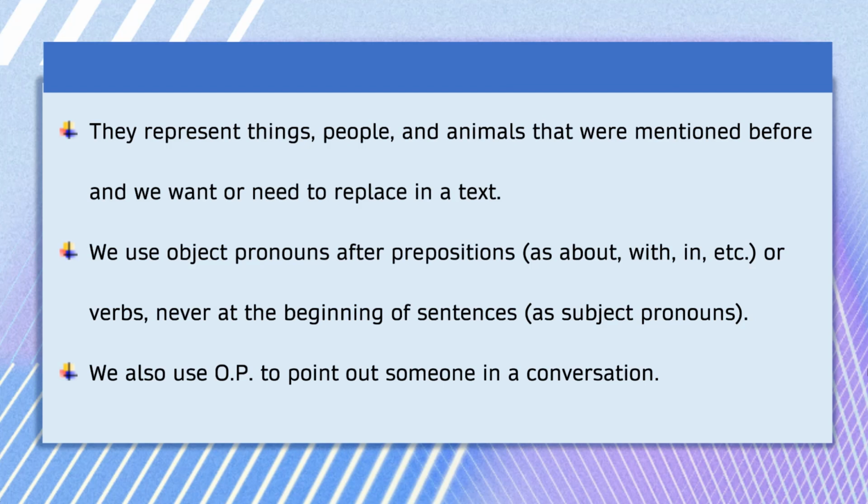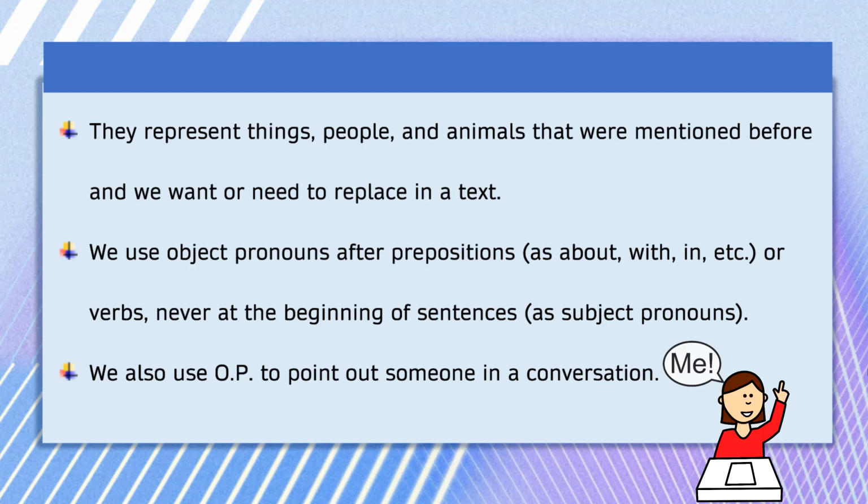We also need to know that we use object pronouns after prepositions such as about, with, in, on, etc., or after verbs, but never at the beginning of sentences. If you use them at the beginning, it's because they are subject pronouns. We also use object pronouns to point out someone in a conversation. We'll see more examples in detail so it is clearer to you.